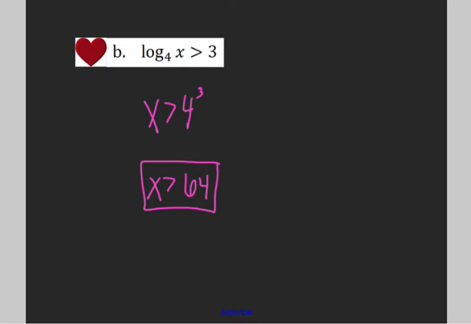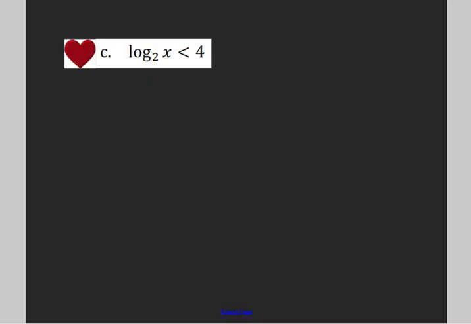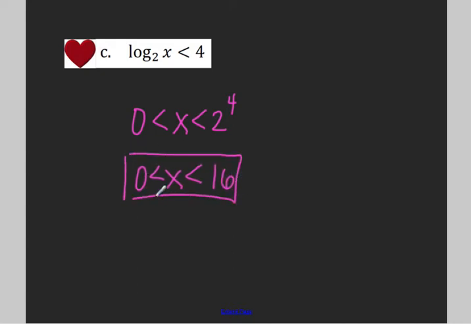All right, then example C. Less than, so it's an "and," so it's a compound inequality. So we always have 0 is less than x is less than, well, now I just put it in exponential form. Base 2 to my answer, which is 4. So 0 is less than x is less than 2 to the 4th, which is 16. So there are my solutions to those equations.